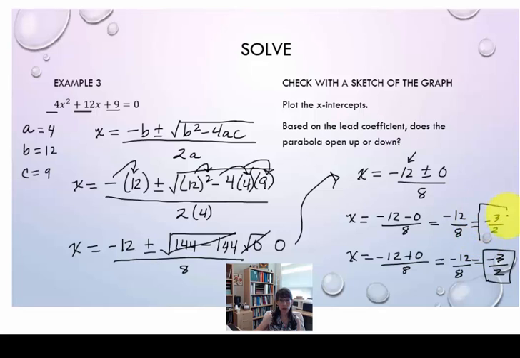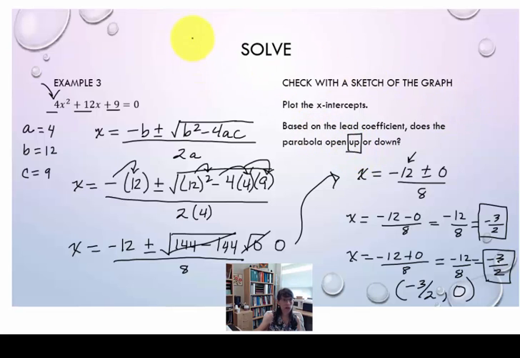So you can see there really are 2 solutions, but since they are identical, we say there's only one unique real solution. The ordered pair would be negative 3 halves, comma 0. That describes the x-intercept or the 0 of the function. So we had decided that our lead coefficient is positive 4, so that means the parabola is opening up.